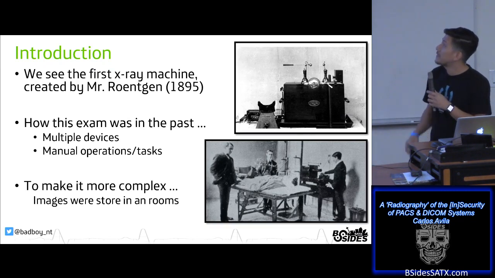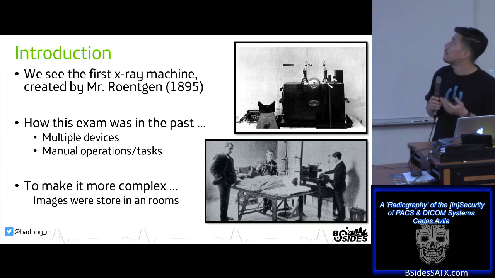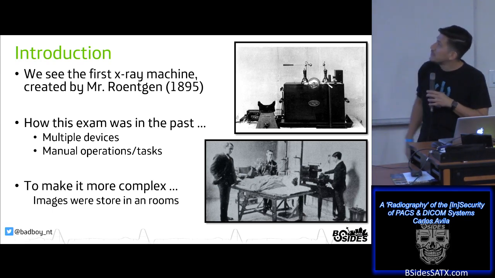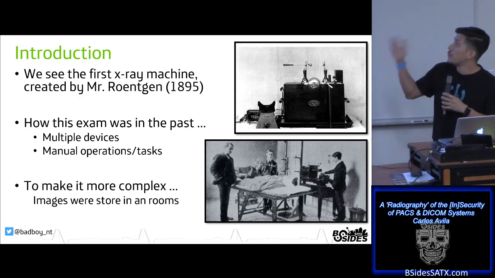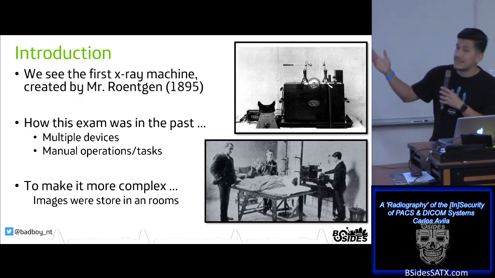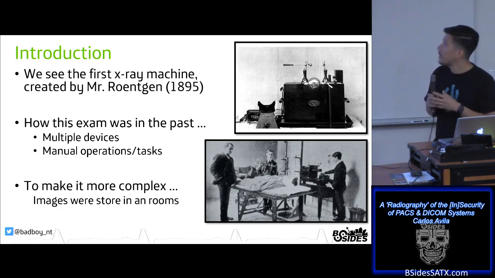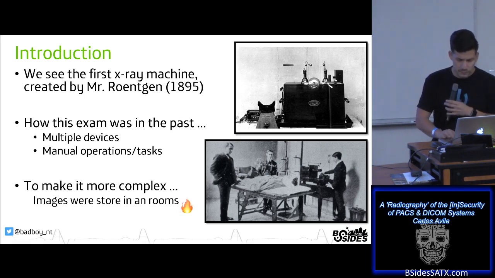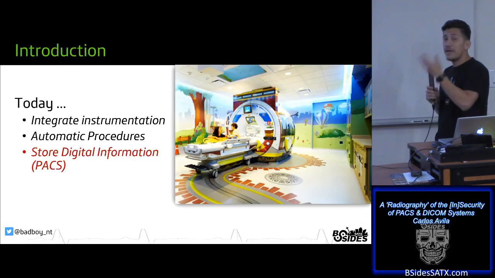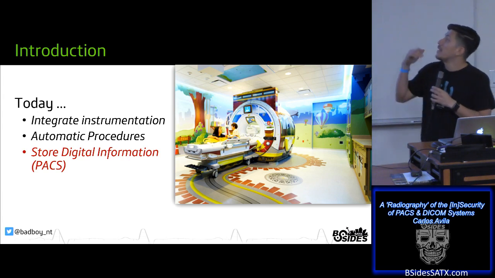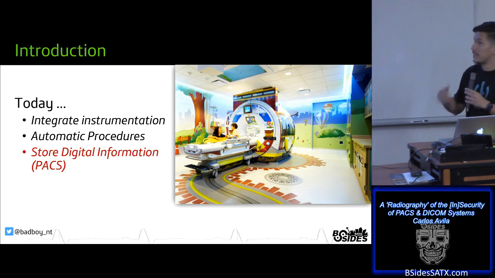On the right side of the presentation, we see the first X-ray machine created by Mr. Roentgen, around 1895. And we also observe in the second image how this type of exam was done in the past, through multiple devices, several people, manual operations and tasks. To make it more complex, in this scenario all radiological images were stored in rooms. They deteriorate or get burned, thus losing precious information. Today, the environment has changed. You can see integrated instrumentation, automatic procedures, and digital information stored in PACS servers in most cases.